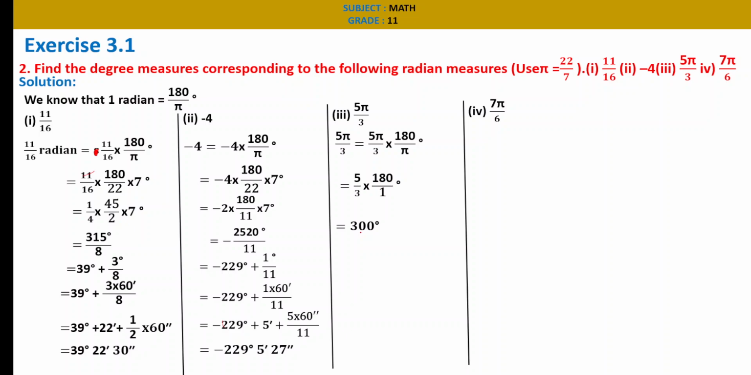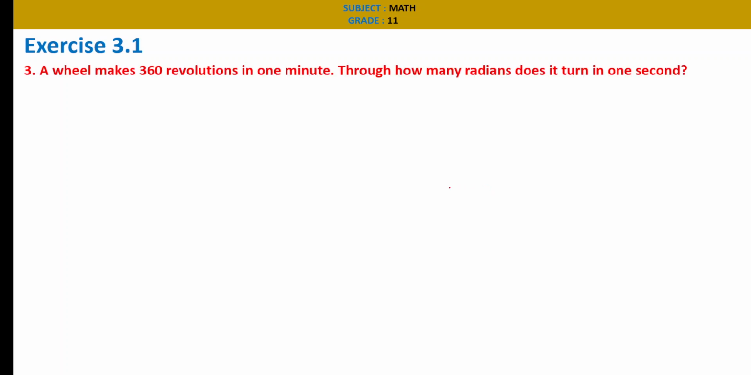Let us see the fourth one. 7 pi by 6 radians. That is 7 pi by 6 into 180 by pi degrees. Let us cancel pi and pi. 6 fives are 30. Then 30 into 7 is 210 degrees.